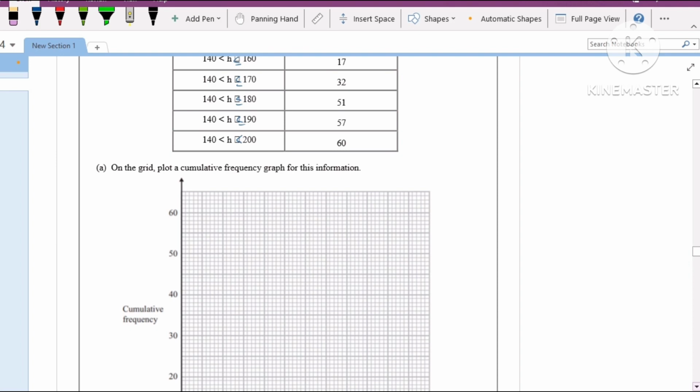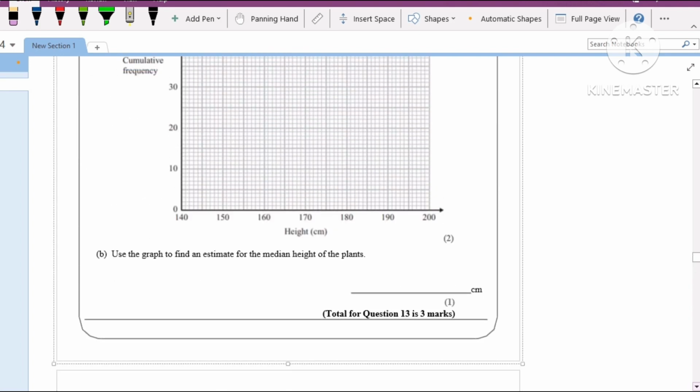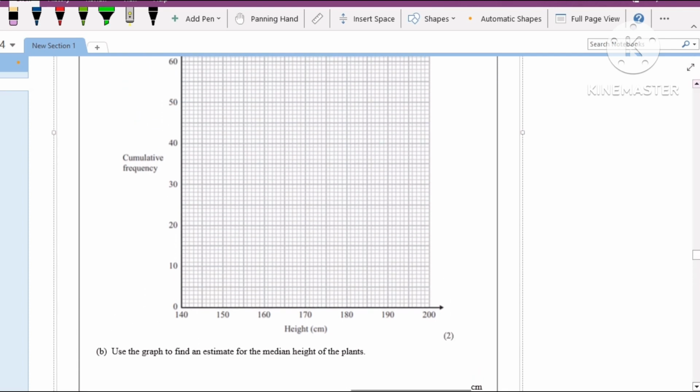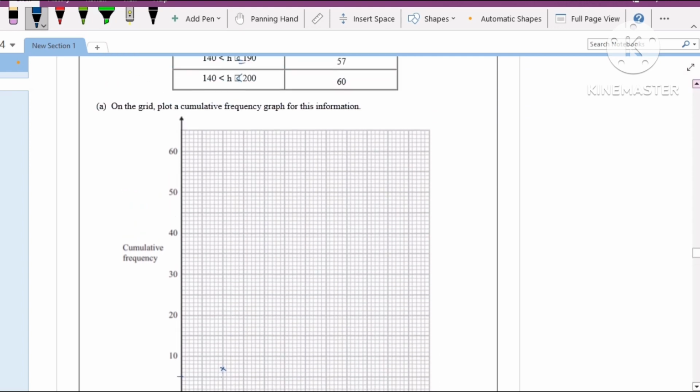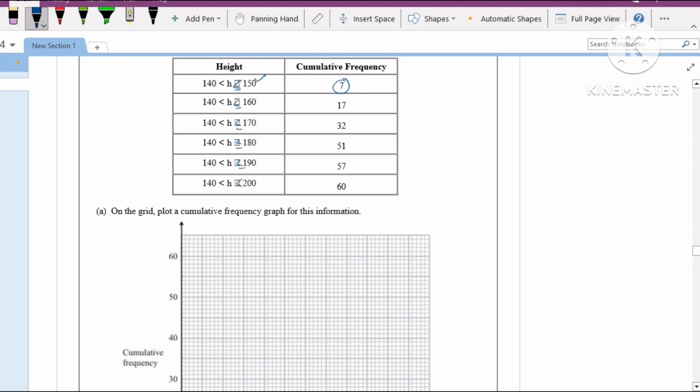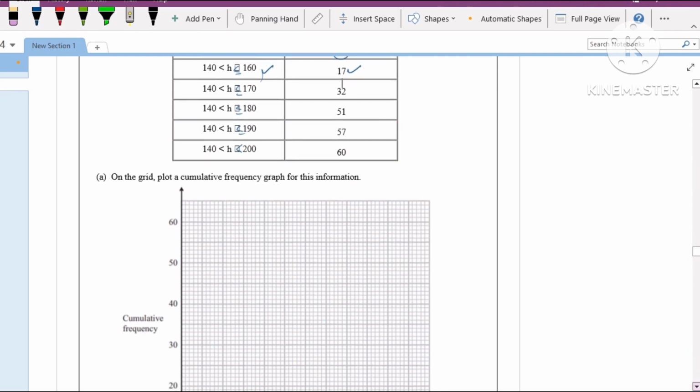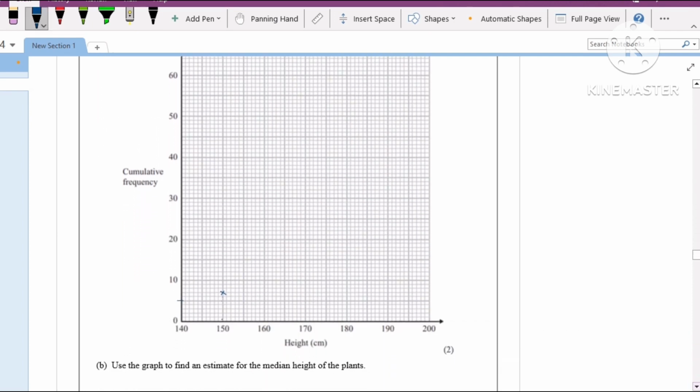At 150 it's 7. Sorry for the time waste. 150 and 7. You can see that 5 boxes make 5, so 5, 6, 7. This is the first point, and the second point, you can see in the table here, is at 160 and 17. At 160 it is 15, 16 and 17. This is the second point.